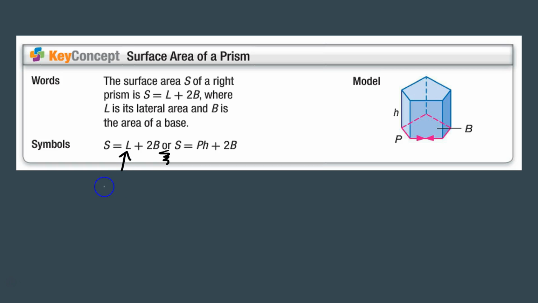So remember, L is perimeter times height. So remember, our perimeter will be this area around here. And our height, we'll multiply it, that's saying how tall it is, plus 2 times B, and remember B is the area of the base, so whatever this is. And there we go.